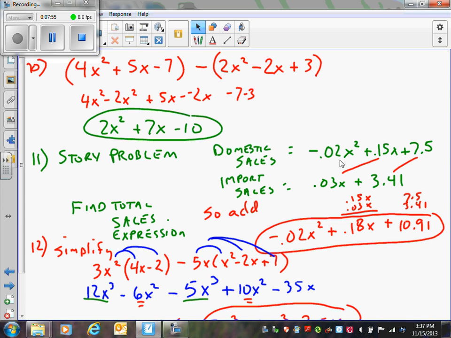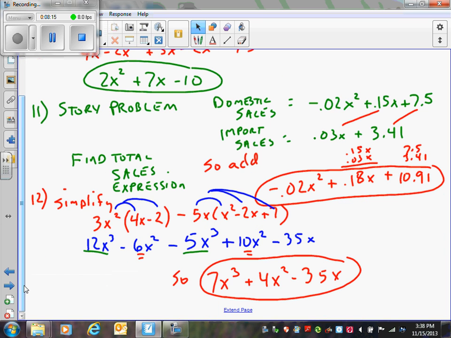I don't have an x squared term in this bottom expression, so I just write it down, negative 0.02x squared. I have 0.03x and 0.15x. Add those together, I get 0.18x. I've got 7.5 and 3.41. Add those together, I get 10.91. There you go.